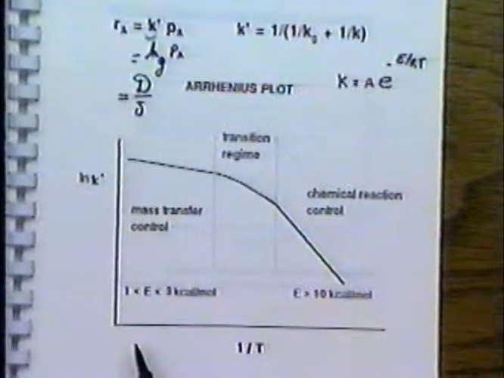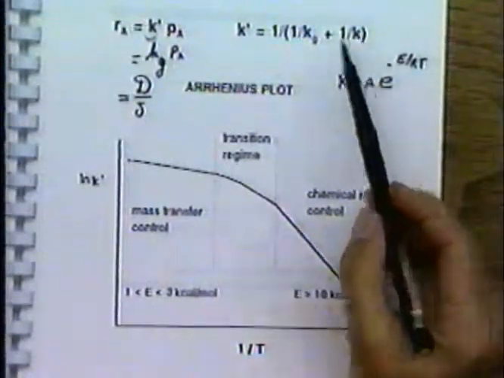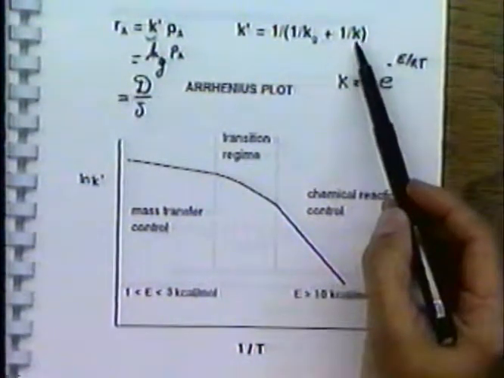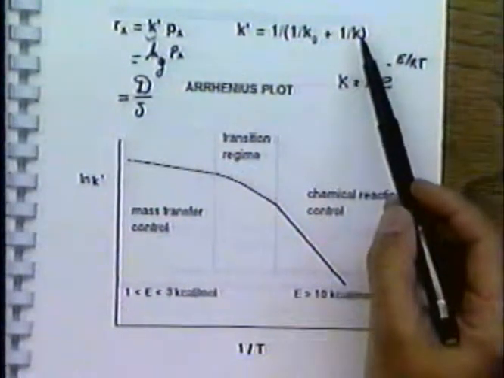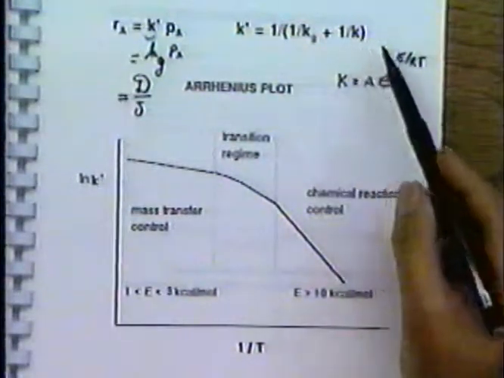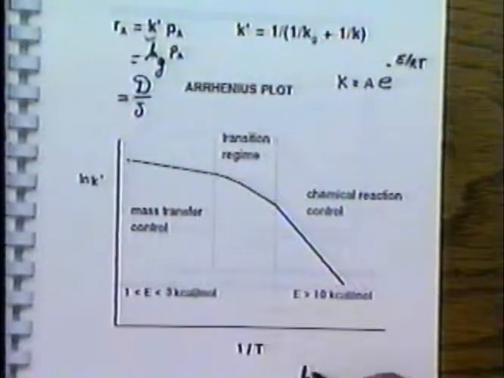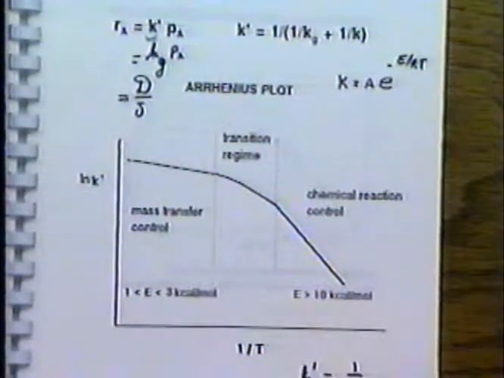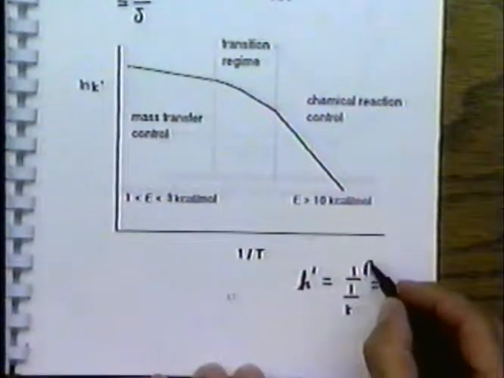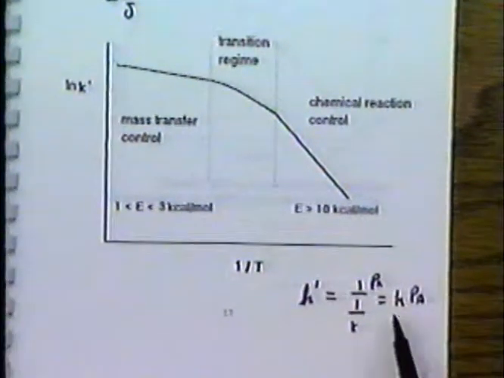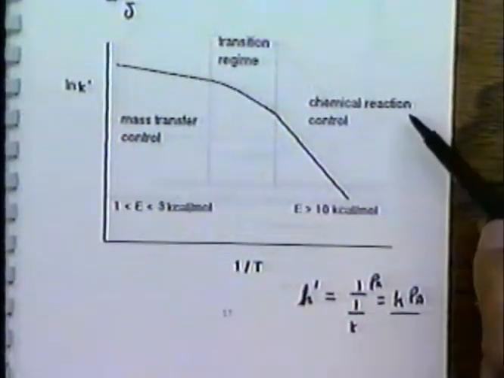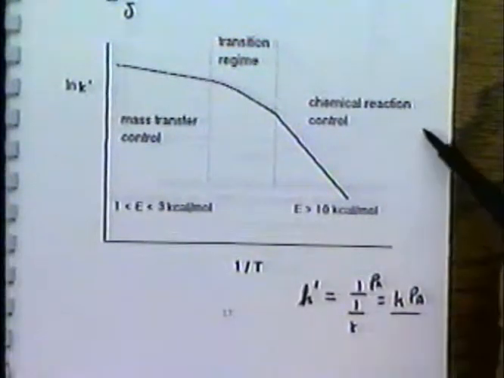As temperature decreases, this rate constant will decrease. Therefore, 1 over k will become larger. And at some point in time, it will be large enough for K, the rate of the overall process, to be equal to 1 over k times PA. This will be equal to k PA. And the reaction will be controlled by a chemical reaction. The process will be controlled by chemical reaction.